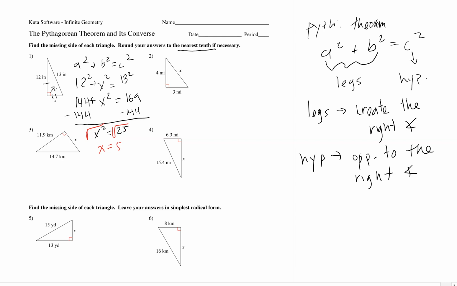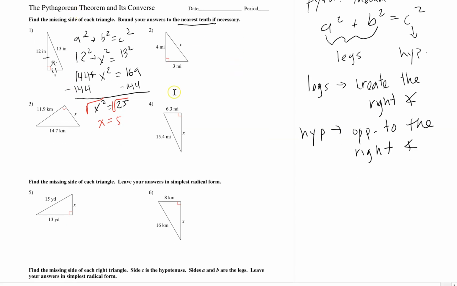So when you guys are asked to find missing sides, you need to make sure that in the end, you're going to square root whatever variable we're trying to find, and that'll be your final answer. Now, let's try another one.